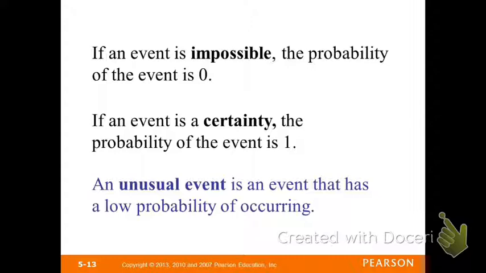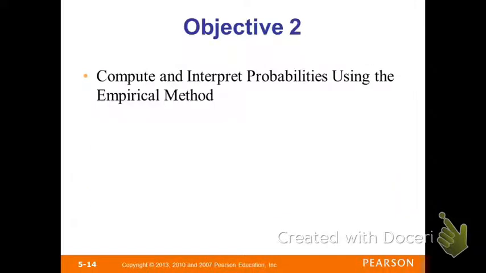So it would be considered an unusual event. Low probability of occurring. And we'll talk a little bit more about specifics about where that cutoff is a little bit later. So objective 2 is to compute and interpret probabilities using the empirical method.